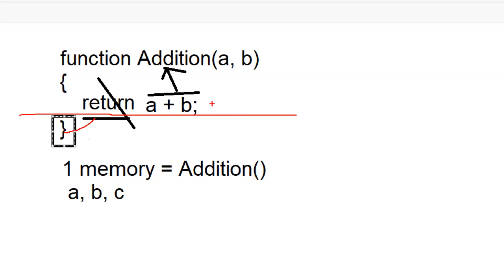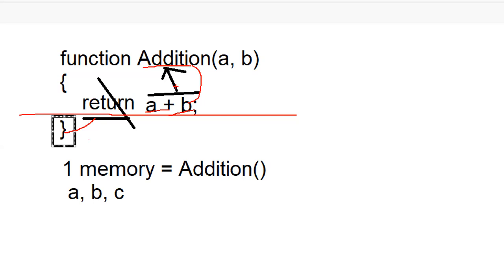Now in that memory, we can store this data. That means whatever is performed by a plus b can be stored in addition. That means addition will work as a variable and it will work as a function. It will perform the functionality, and after that, it will store the result.